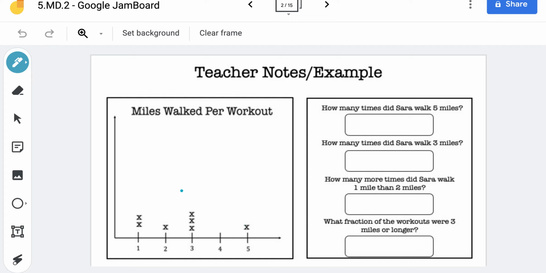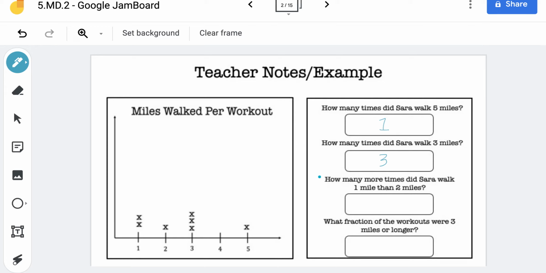All right, so let's answer these questions over here. How many times did Sarah walk 5 miles? Above the 5, there's an X. There's only one X, so our answer is just 1. Let's put a 1 in this box right here. How many times did Sarah walk 3 miles? Well, there's 3 X's. That means she walked that 3 times. So let's put a 3 inside this box.